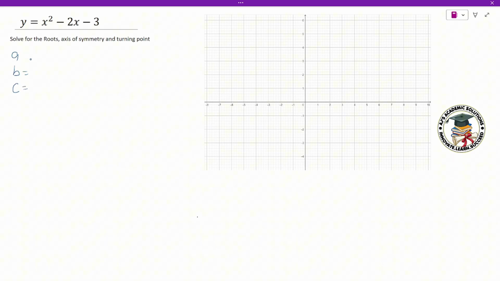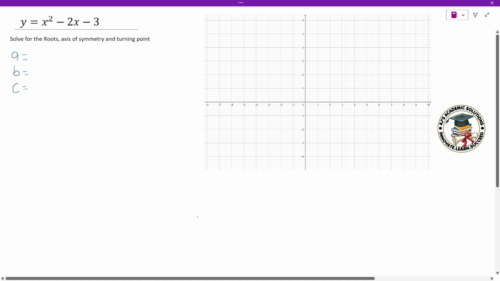value. Now, with our a value, we have a number associated with the square. Therefore, we're using a as 1. For b, we're looking at the number and the letter. Whatever number is with the letter, we're going to put that number here, which is negative 2. And lastly, for c, it's a number alone, so we're going to have negative 3.